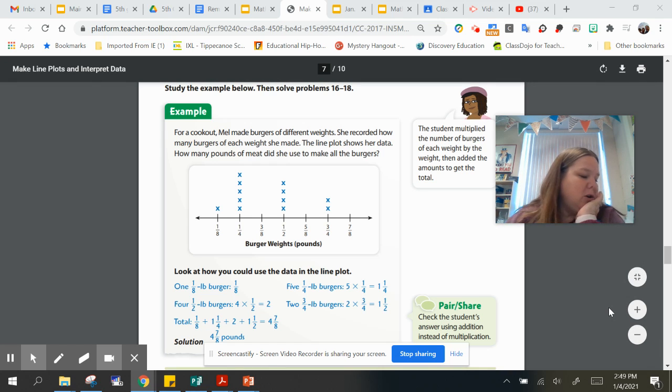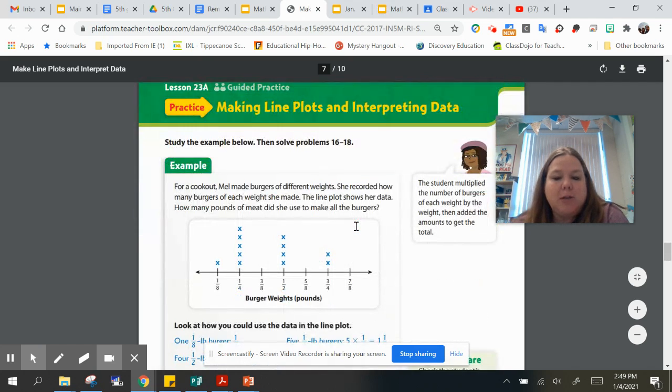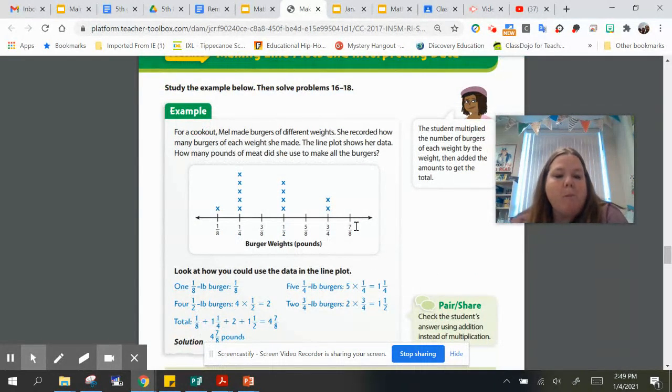All right, guys, we are doing pages 246 and 247. So let's crack it. This first page is mostly informational. For a cookout, Mel made burgers of different weights. She recorded how many burgers of each weight she made. The line plot shows her data. How many pounds of meat did she use to make all the burgers?